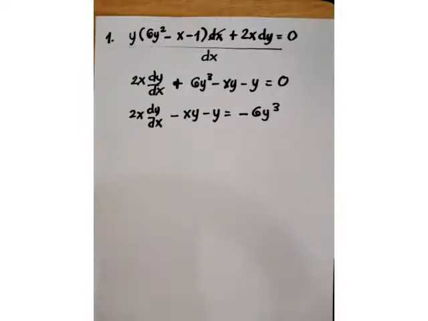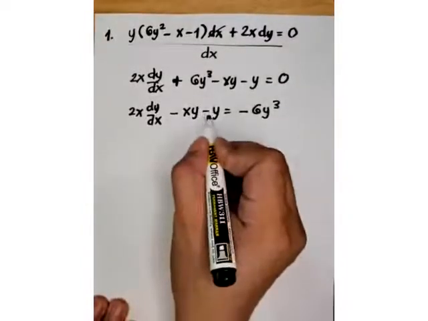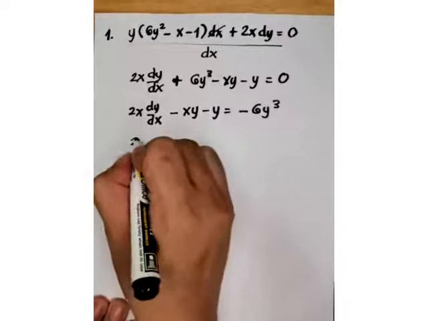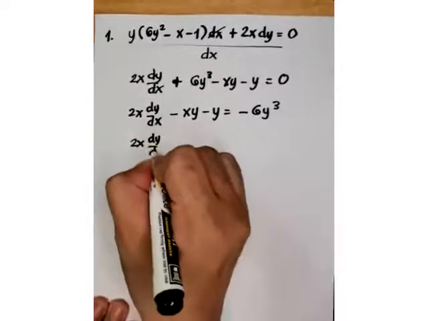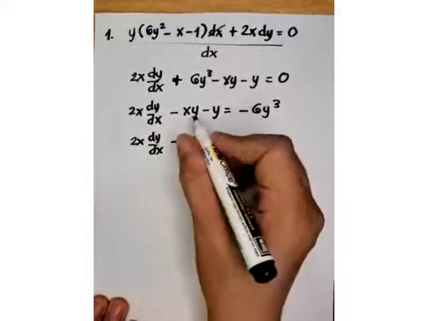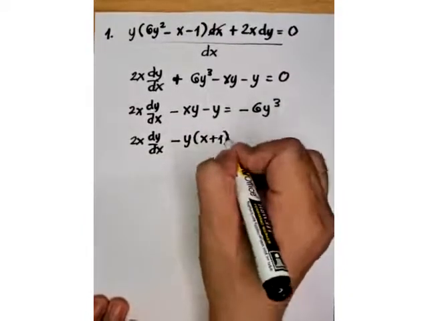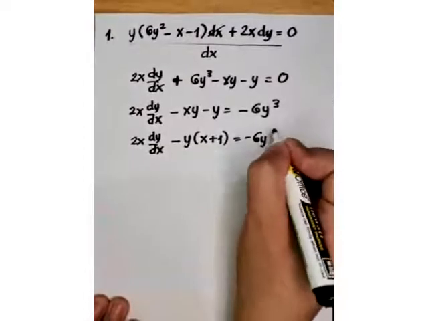Okay? And then, i-factor out natin yung y dito. So, 2x dy over dx minus y times ito divided by ito. So, that's x. Ito plus 1 is equal to negative 6y cubed.